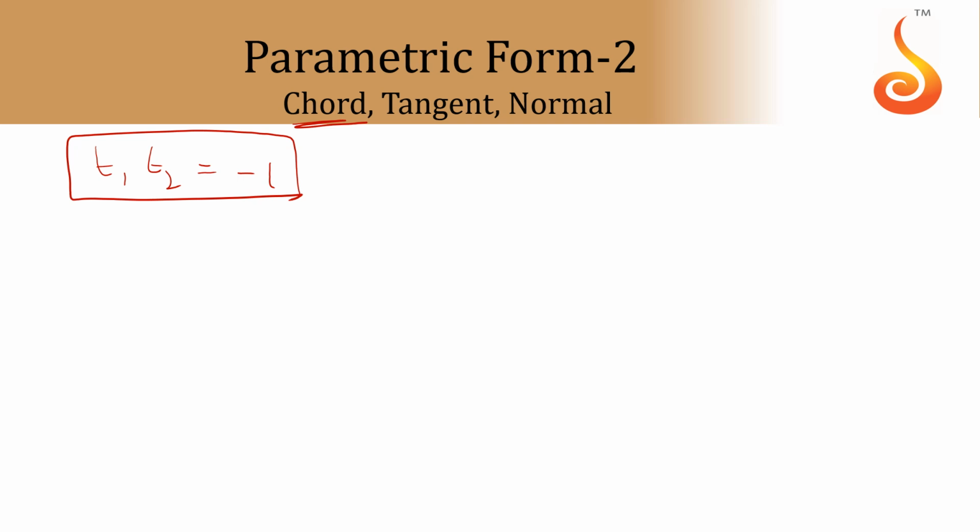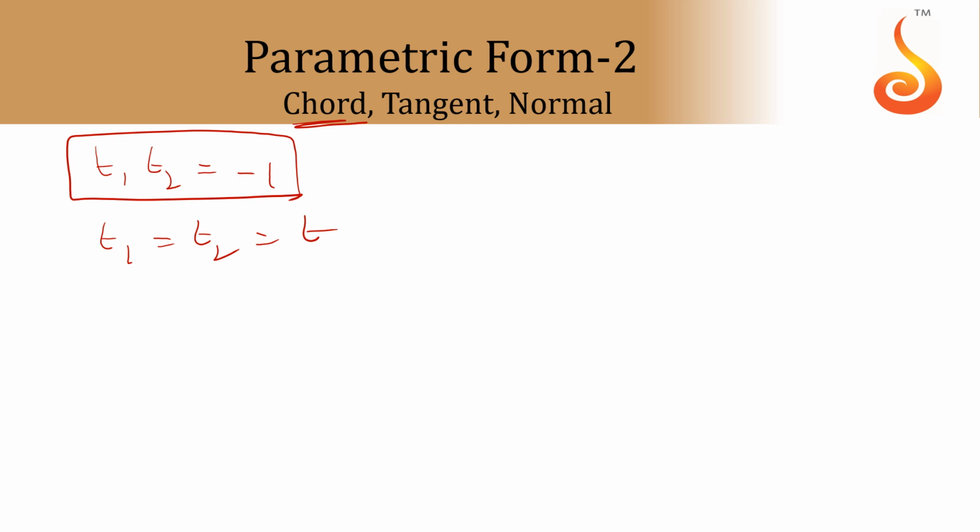t1 is a parameter, (at2 square, 2at2), t2 is the parameter. So the product of those parameters will be equal to minus 1 if it is a focal chord. Now suppose if I substitute t1 equal to t2 equal to t, then what will you get? You will get a tangent.